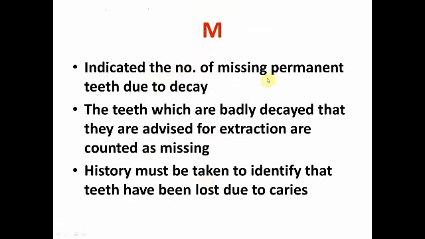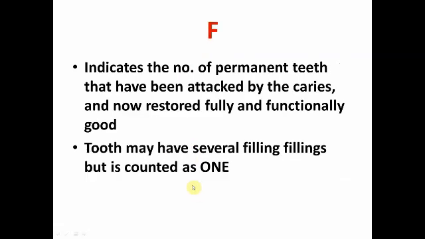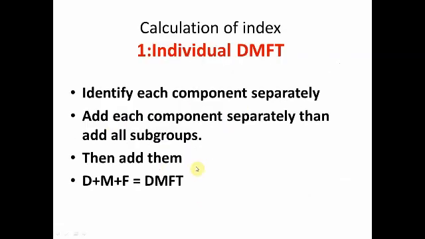Missing: this is for teeth missing because of decay. If it is missed because of trauma or other reason, it is not included. Filling indicates the number of permanent teeth which have been filled. Multiple filling is counted once.